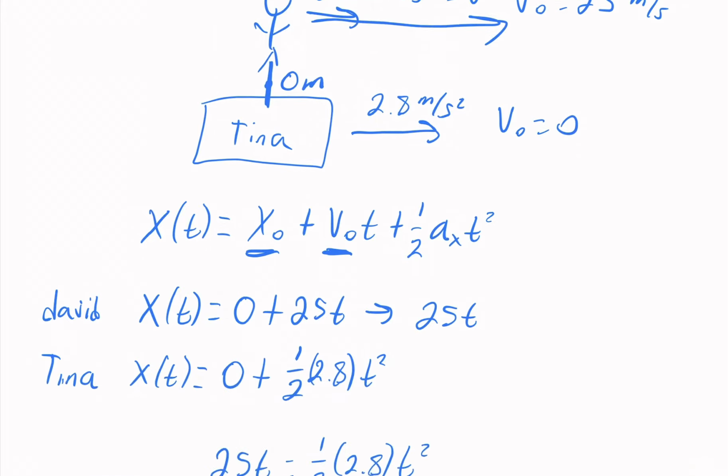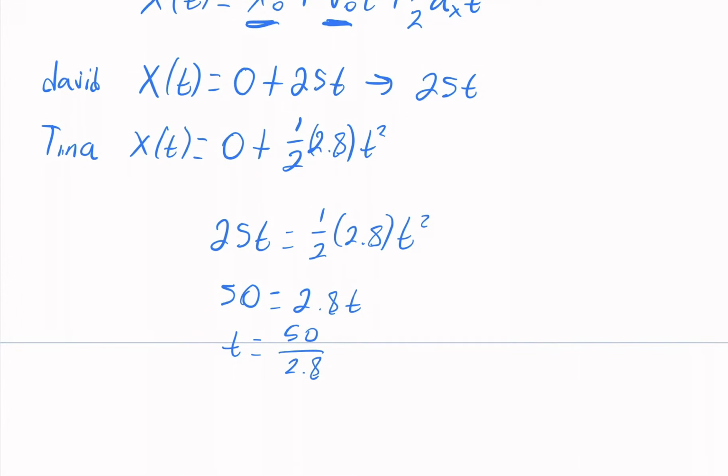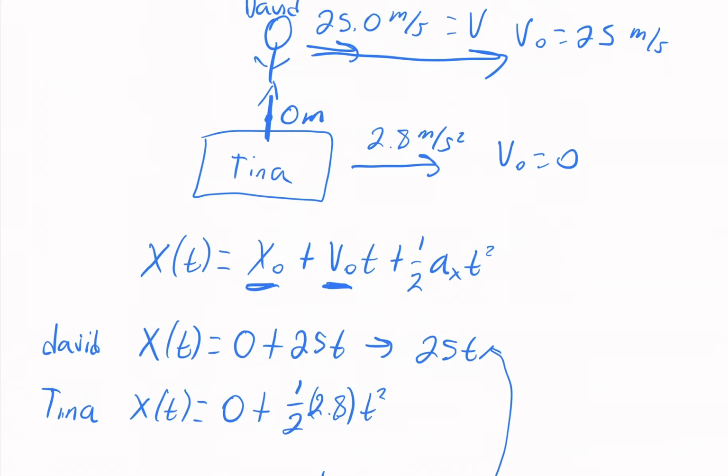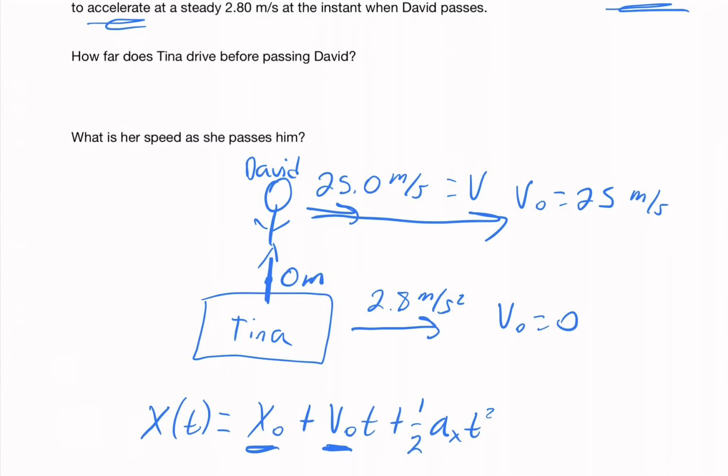I need to plug this back into either one of the equations to get the distance. I'm just going to plug it back into David's equation. So I get 25 times 50 divided by 2.8. And this is going to be the distance in meters that they meet again.